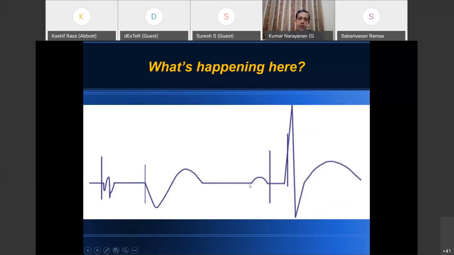Here you can see there is a P wave, and then there is a spike after that, and then there is a spike within a very short interval. So you can make out that the first spike is probably atrial pacing, the second spike is ventricular pacing. Now, why did the atrial pacing occur here when there was a P wave? So you can then think that most likely there was undersensing of this particular P wave.